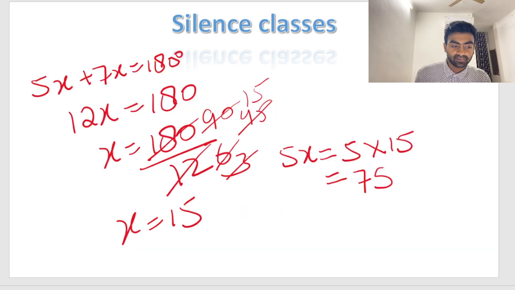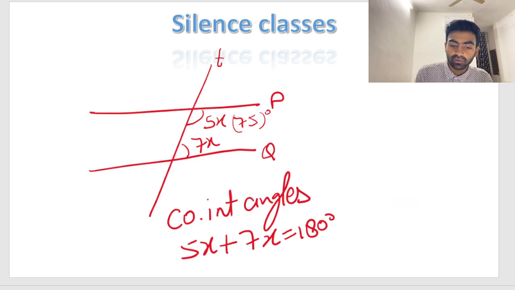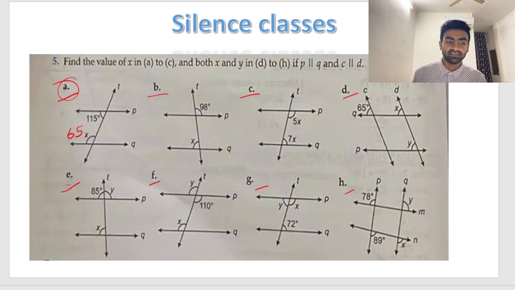And 7x is equal to 7 multiplied by 15, which is 105 degrees. So we got the value of 7x also, that is 105 degrees. So we got the value of both 5x and 7x. Okay, I hope you understood. It's very easy and very simple.